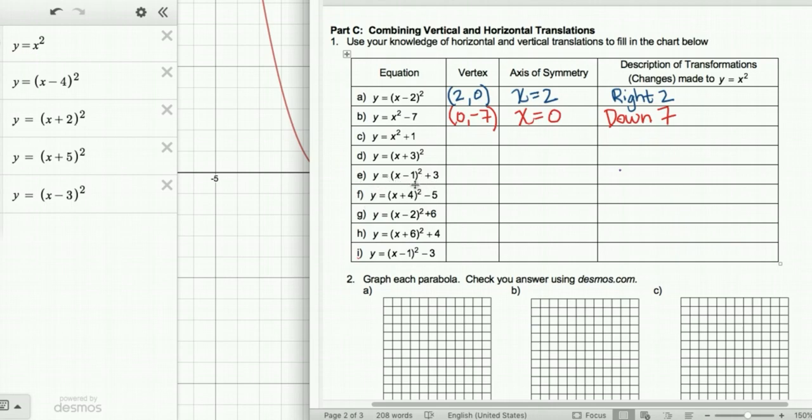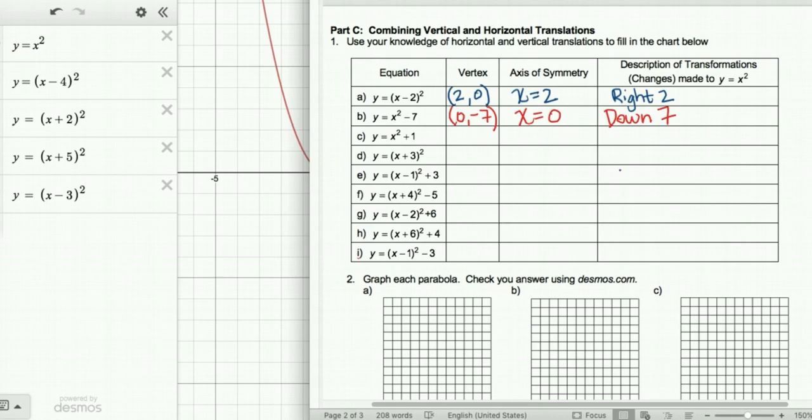We have a couple things happening here. When it's in the bracket, that's what's determining what's happening to it in a horizontal translation. So again, if it was minus, you go right. If it's positive, you go left. And then this number out here, like this -7 out here, determines which way it's moving vertically. Okay, so let's add in this information here.